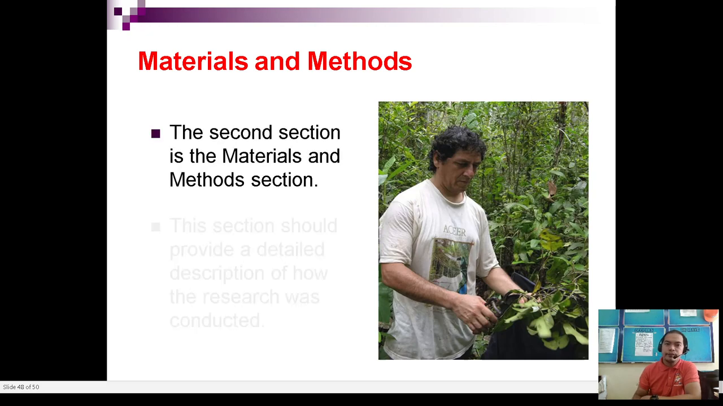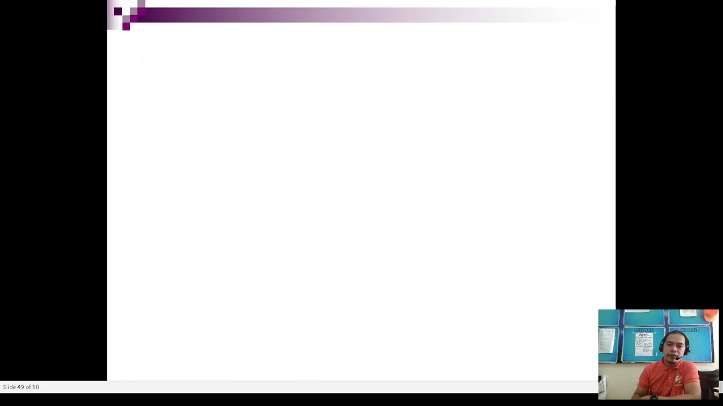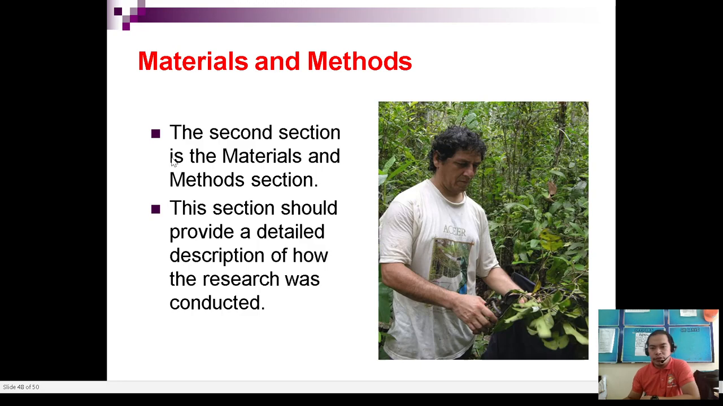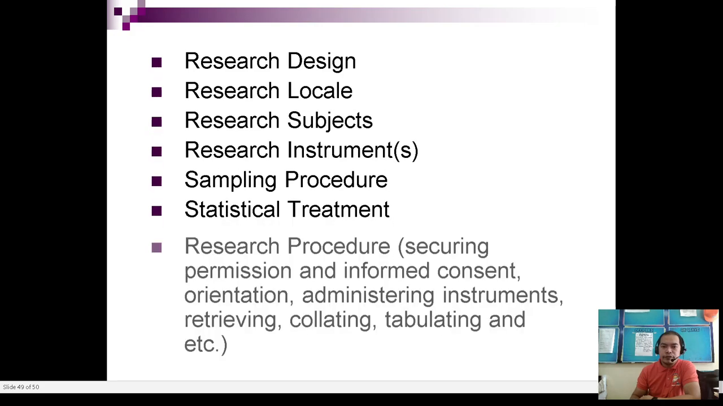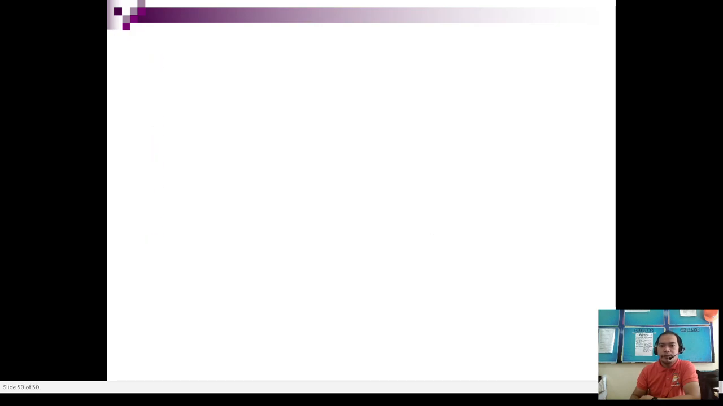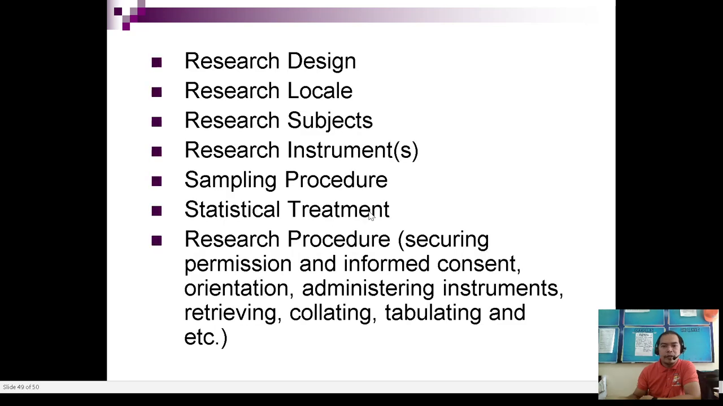Okay. Next, materials and methods. Let's continue. So, materials and methods is still part of the methodology, no? This section involves the detailed description of how your research was conducted. Okay. So, the research procedures and methods. And it includes the following. This is to sum up, no, the methodology.